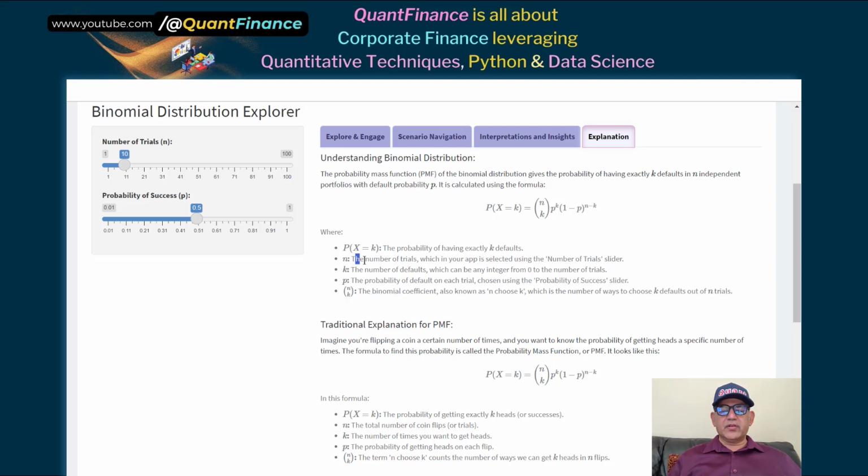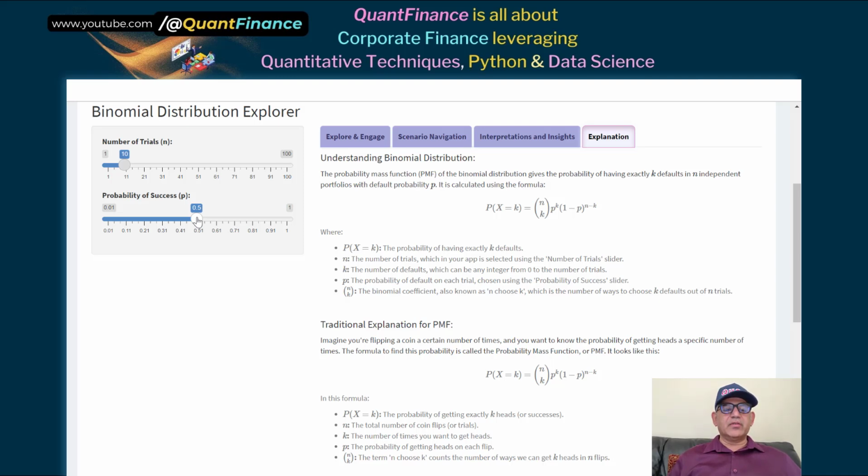Here n is the number of trials, which is selected using the number of trials slider here. And k is the number of defaults, which is an integer and, of course you understand, ranges from 0 to the number of trials, right? And p is of course the probability of default on each trial, right? Although it is a credit default and does not look like a success, definitely this is the probability of success, and it is taken from this slider, right?